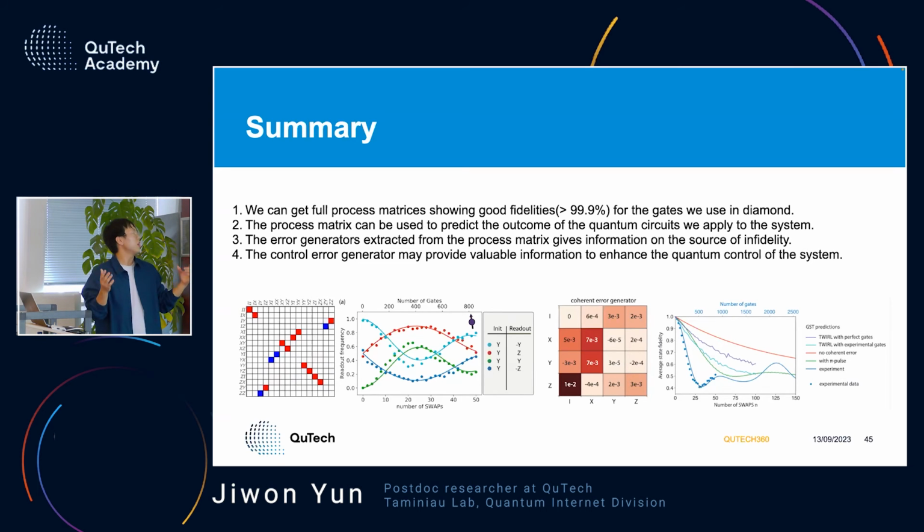And then also, if you have the full information of the process matrix, you can use it to predict how a quantum circuit will act on your quantum system. Furthermore, from the full process matrix information, you can extract error generators. From the error generators, you can try to pinpoint what the source of your infidelity is for your quantum gates. And finally, if you know the information of your control error generator, then you can use it to design a quantum circuit that is optimized to your specific quantum system, that could show better performance and enhance the quantum control of your specific system.